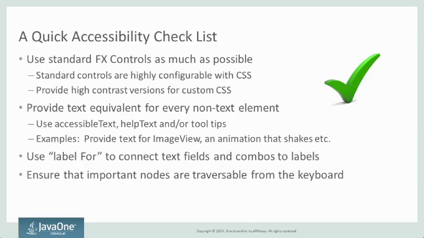Another thing that people tend to miss is sometimes you'll use an animation, like you have something shake like this to indicate an error. Watch for those, because somebody using a screen reader is not going to see that happen or may not notice it happen. Label.for, which you should be using anyway, make sure to connect up combos and text fields and sliders and the normal things that get connected in a business application. Make sure that important nodes are traversable, so that's also traversable with the keyboard.